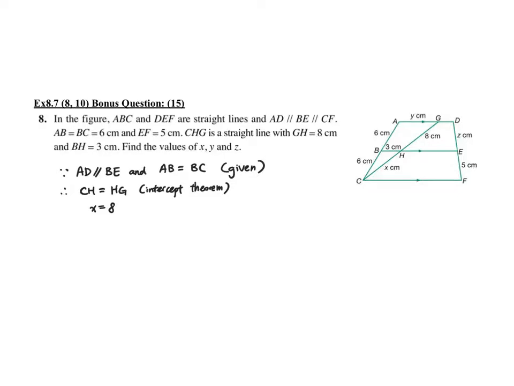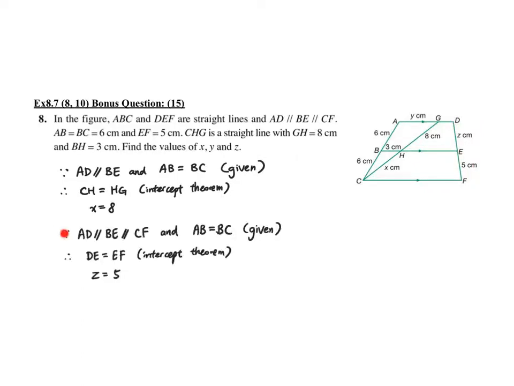Similarly, if you want to find z, you can say AD parallel to BE parallel to CF, and also you can claim the midpoint AB equals BC. Then you can say z equals 5, or you can say DE equals EF, intercept theorem first. So here are the steps.